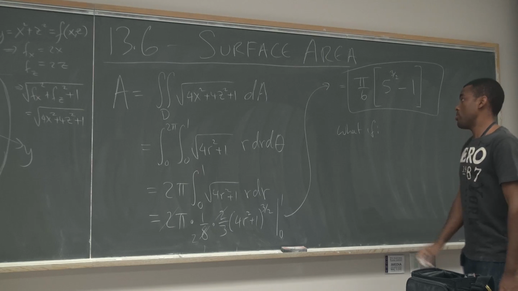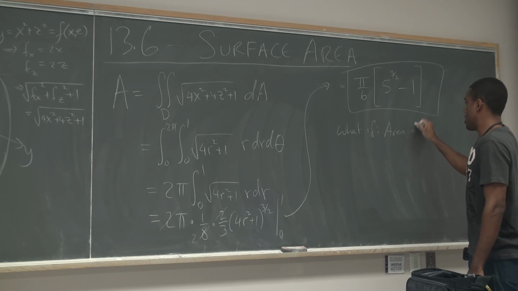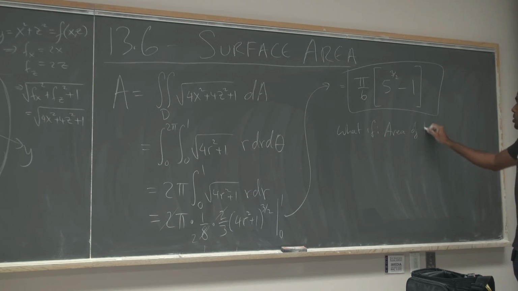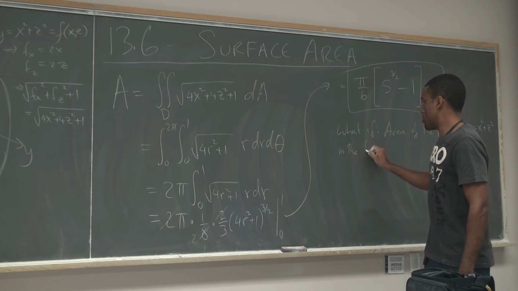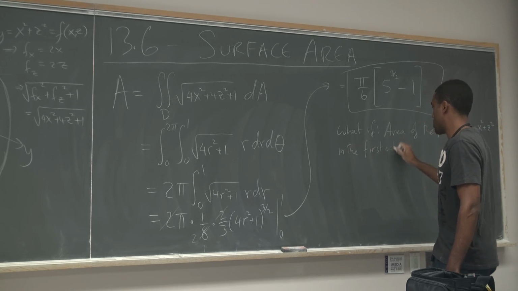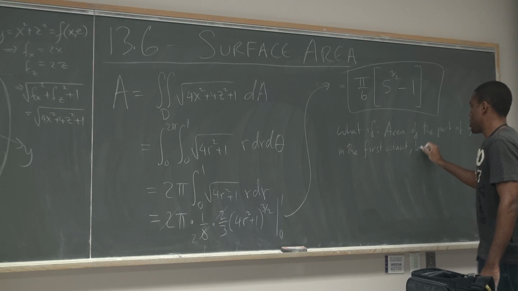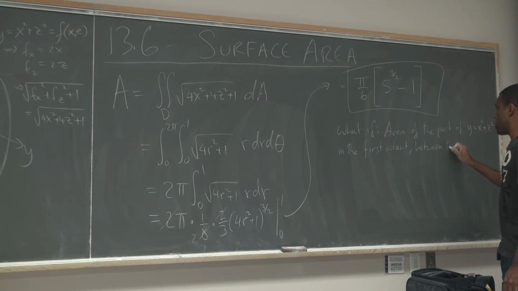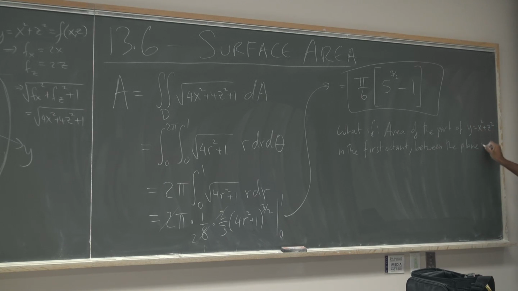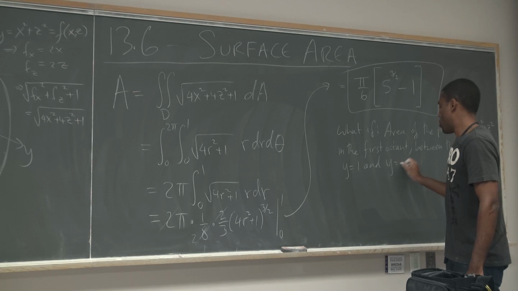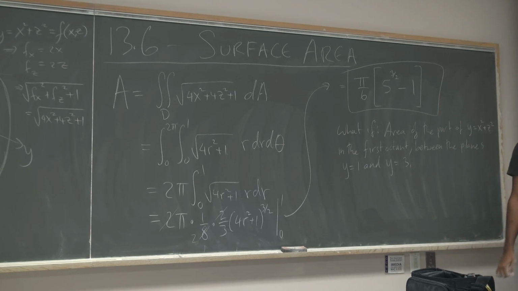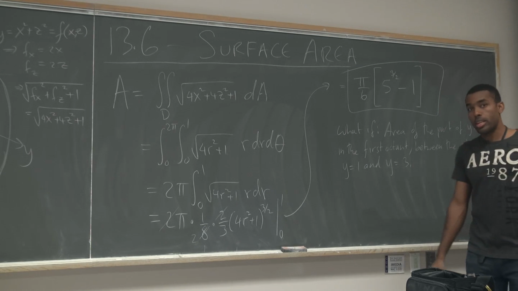Here's a challenge for you. What if I ask for the area of the part of y equals x squared plus z squared in the first octant between the planes y equals 1 and y equals 3? What would the setup for that look like?